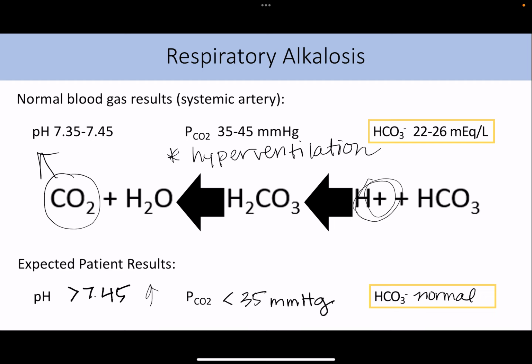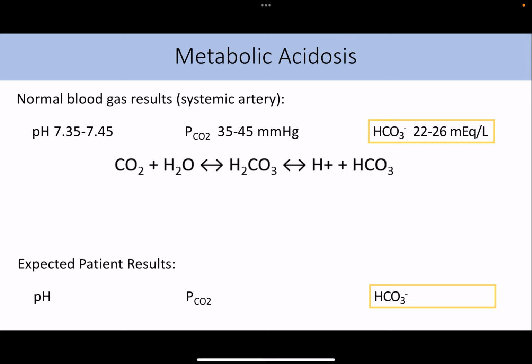Everyone okay with this example? Okay. So metabolic acidosis. What would you expect the pH to be? Greater than 7.45? With acidosis? Less than 7.35. It would be a low pH for acidosis. What would you expect the CO2 levels to be if this is a metabolic issue? Normal, or 35 to 45? Because this is not a respiratory issue. This is a kidney or metabolic issue.